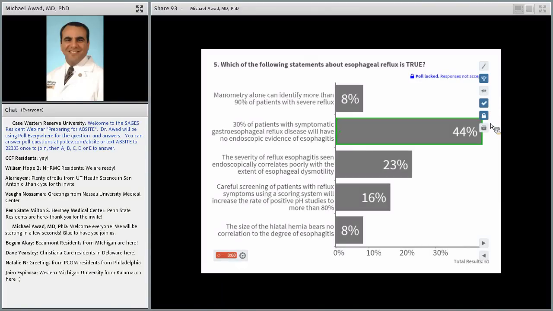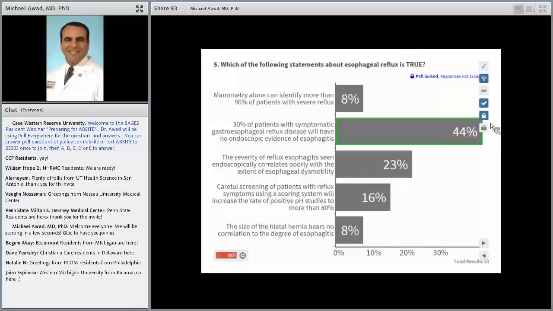Okay, so the correct answer is indeed B. So the first one, though, manometry alone is not sufficient for identifying people with reflux, although it is an important part of the workup. It is not specific for reflux disease. The second answer is the correct one, and indeed 30% of patients with symptomatic GERD do not have evidence of esophagitis. That's why pH testing is so important to help confirm the diagnosis.